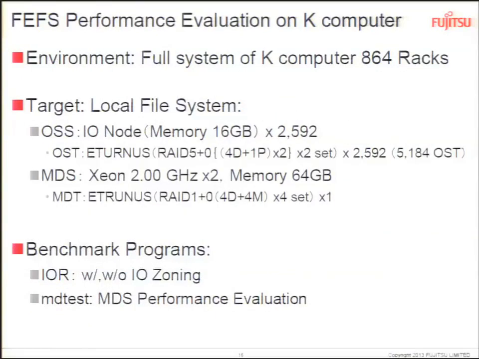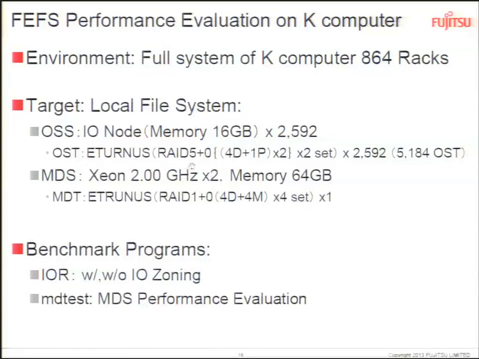So I'd like to talk about the FEFS performance evaluation on the K computer. The evaluation environment is the full system K computer, which provides 864 racks. The target is mainly focused on the local file system. I will talk about a brief result on the global file system. OSS is the I/O node. It has a memory of 16 gigabytes, and the number of OSSs is 2,592 nodes. The OST uses RAID 5.